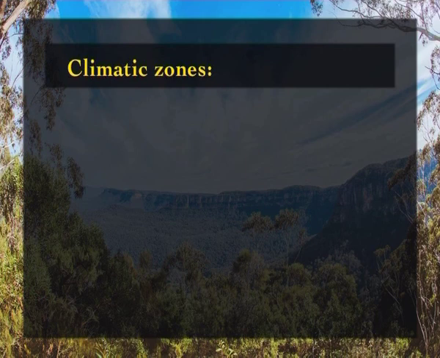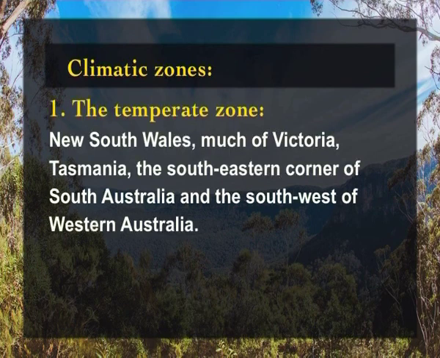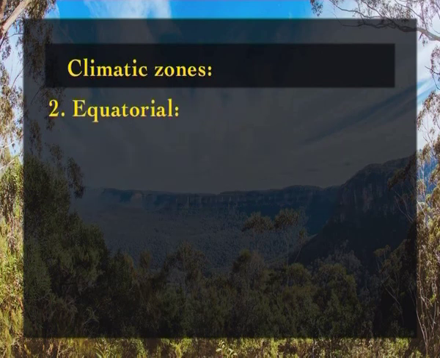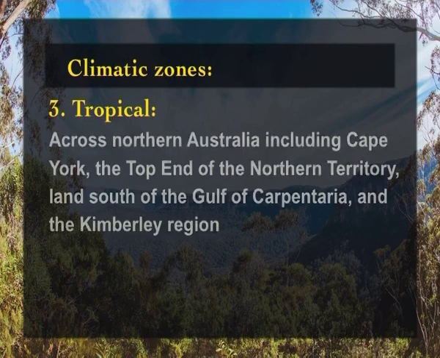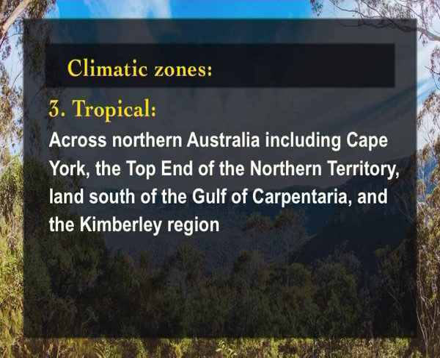Climatic zones. Australia mainly has features of 4 climatic zones as follows. The temperate zone: New South Wales, much of Victoria, Tasmania, the southeastern corner of South Australia and the southwest of Western Australia. Equatorial: the tip of Cape York, Bathurst and Melville Islands and north of Darwin. Tropical: across northern Australia including Cape York, the top end of the Northern Territory, land south of the Gulf of Carpentaria and the Kimberley region.